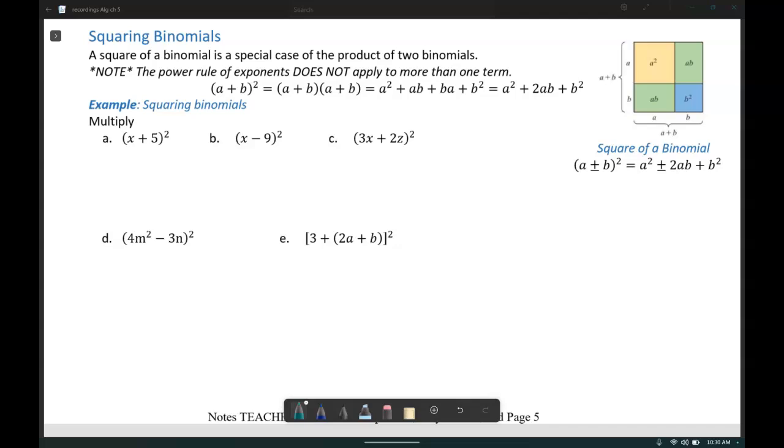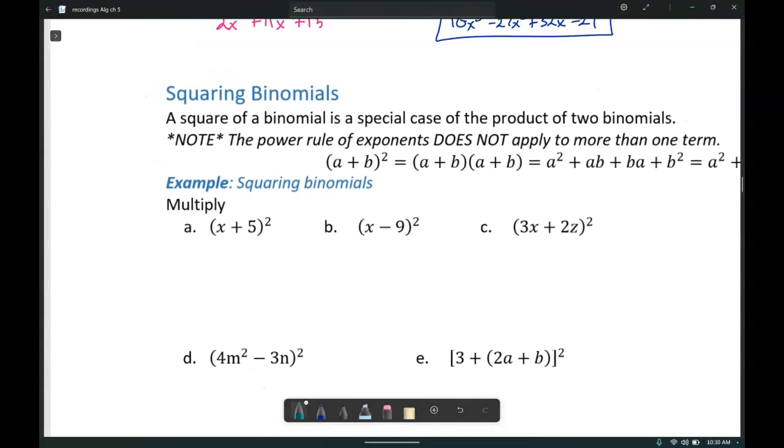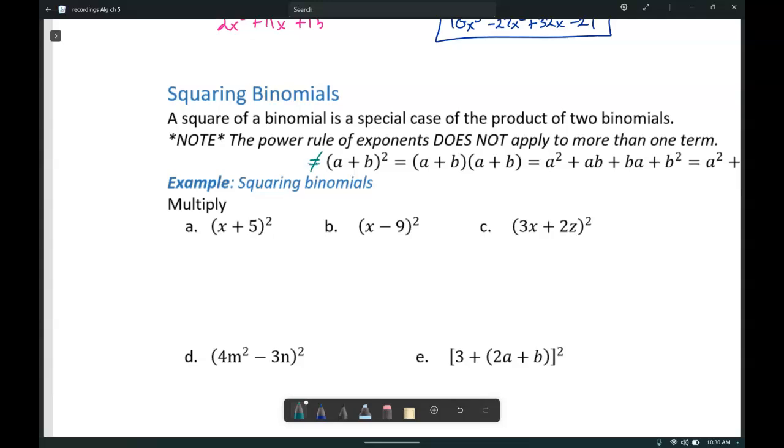Now let's take a look at some of our special products. Squaring a binomial. A squared binomial is a special case of the product of two binomials when they're the same. It's important to note that the power rule of exponents does not apply when we have more than one term. A lot of students will mistakenly think that this equals a squared plus b squared, and it does not.